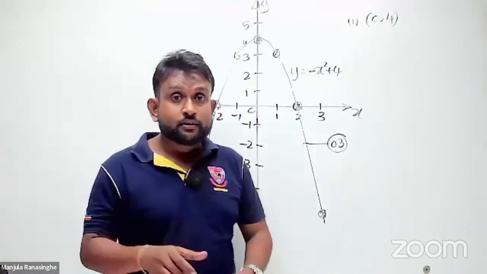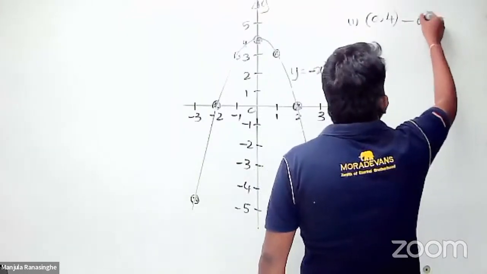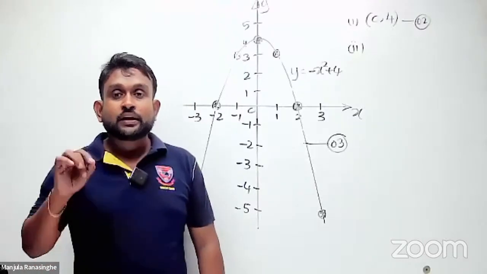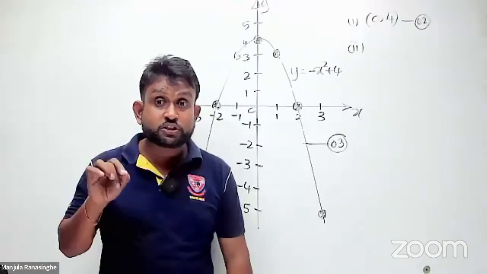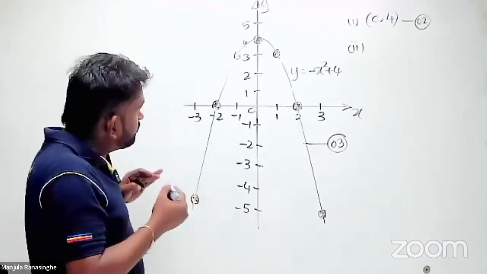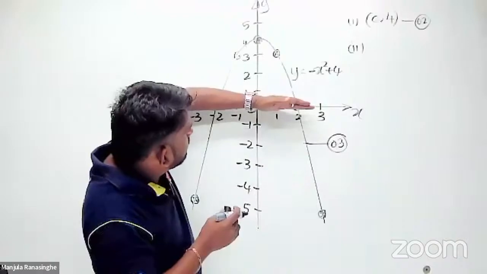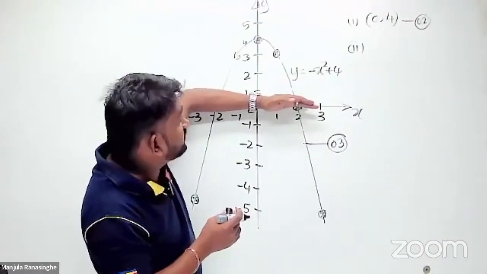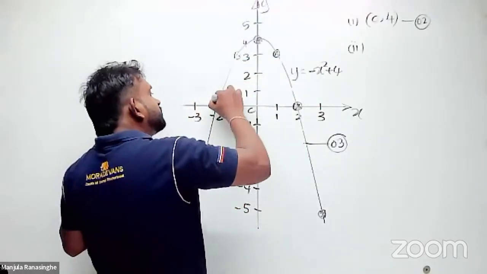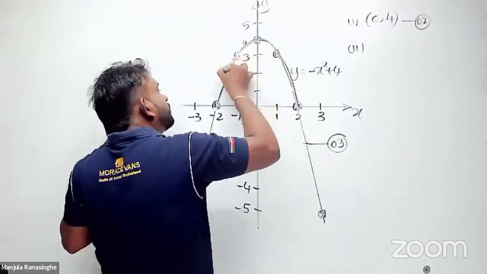Now the question: write the coordinates of the turning point. This is the coordinate, so you have 2 marks there. In part 2, write the intervals of values of x for which the function is positive. The function is positive where the graph is above the x-axis. This is the x-axis, and the part above it is the positive part. Check the graph's positive part, totally above the x-axis.